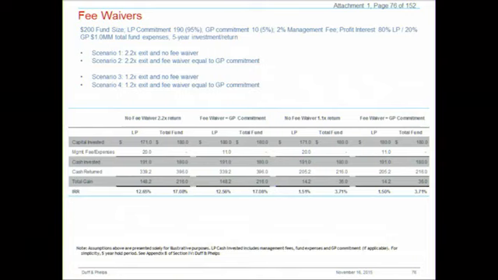Same thing on the last two columns, if there was a fee waiver, but the return is small, so that there is not much carried interest, there's not much profit interest. Again, the cash flows are identical. The IRR is slightly worse in the fee waiver scenario as opposed to the non-fee waiver scenario.